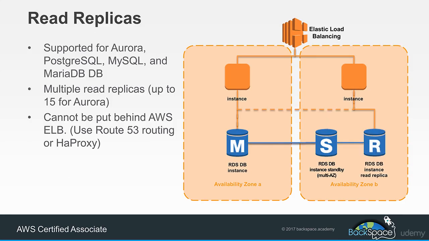So another feature is read replicas, and that's supported for Amazon Aurora, PostgreSQL, MySQL and MariaDB databases. And you can have multiple read replicas, not just one. Aurora, for example, can have up to 15 read replicas. The thing about read replicas is that they are great. They can handle that heavy read workload that you need.